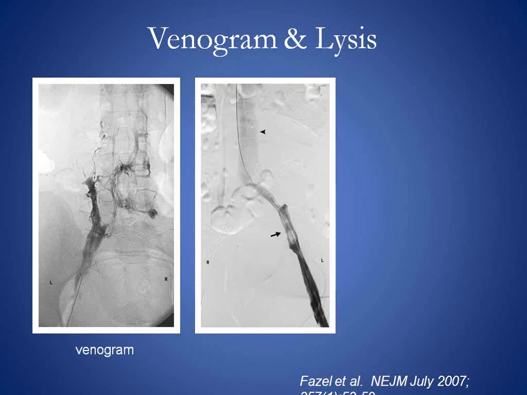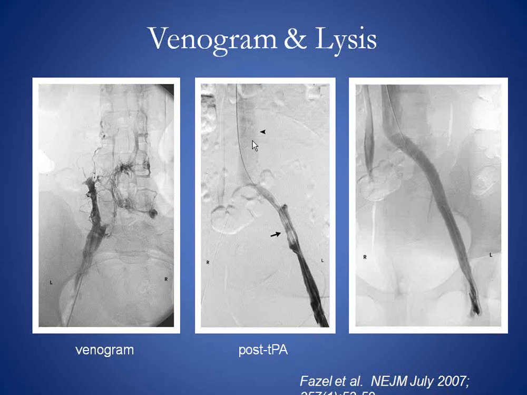This is a picture now with the patient flipped onto her back, so she's supine, so now the sides are switched. She underwent TPA lysis of the clot, and this is a follow-up venogram showing that there's still a little bit of clot there, but now there's flow through the iliac vein into the IVC. And then this is after the patient underwent angioplasty and stent placement to open up the blockage or the partial occlusion here to get the vein back to a normal size.